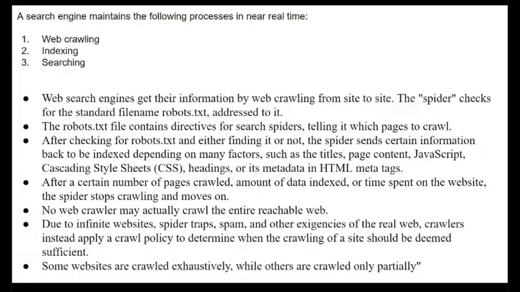Now, no web crawler actually crawls the entire reachable web. That means it cannot crawl everything. Okay? Why? Because there are infinite websites, spider traps, spam, and other exigencies of the real web. Instead, crawlers apply a crawl policy to determine when the crawling of a site should be deemed sufficient. That means in the whole world there are lots and lots of websites, so if the spider goes to every website, it will take a lot of time.